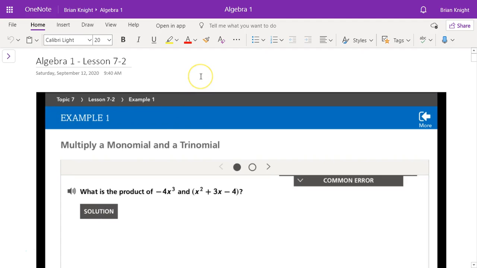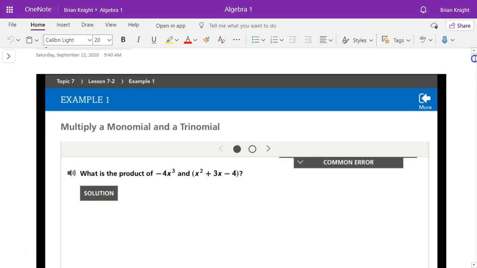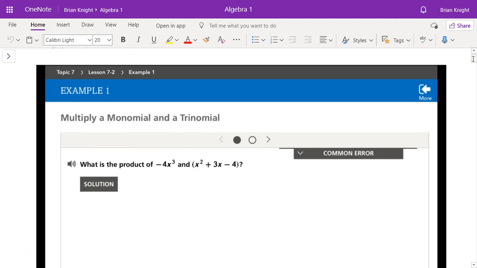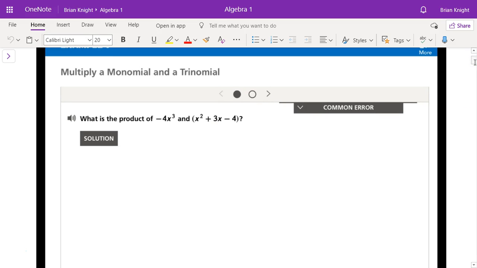Last section we added and subtracted polynomials. This section we are going to multiply and divide polynomials. Actually, we're not even going to divide. We're just multiplying today. So, our first example, we are going to multiply a monomial. What's a monomial again? One term. And a trinomial, which would be how many terms? Three terms. Okay? So, I'll try to kind of review and write at the same time.